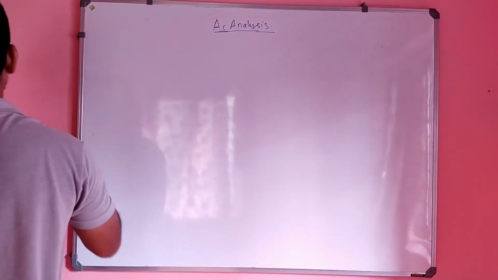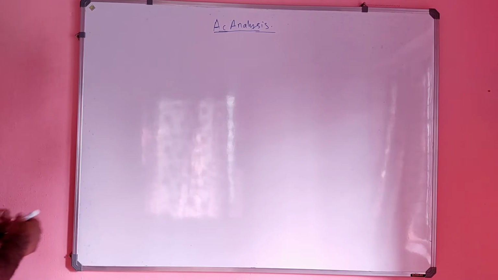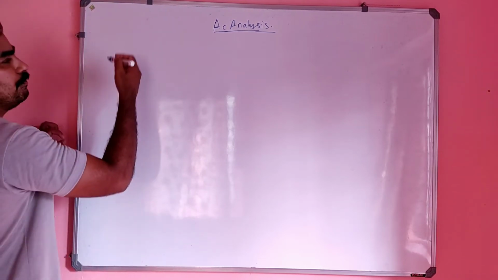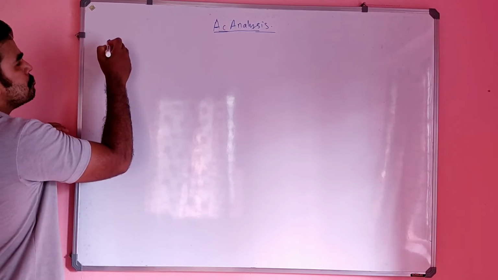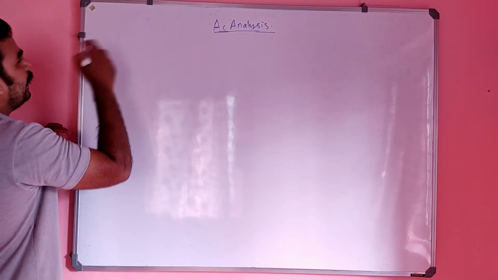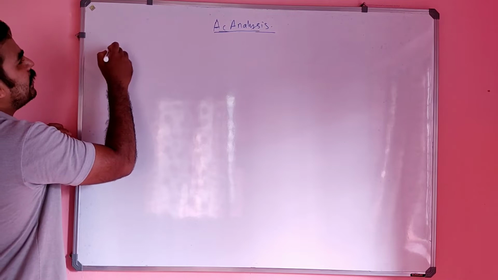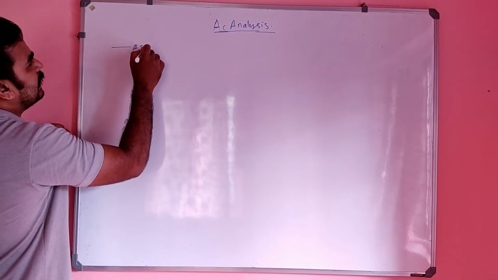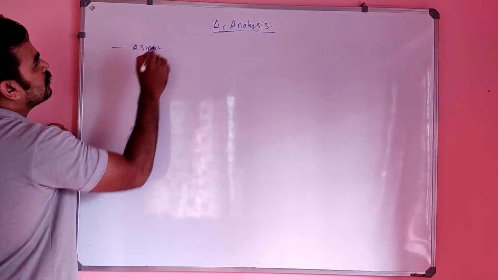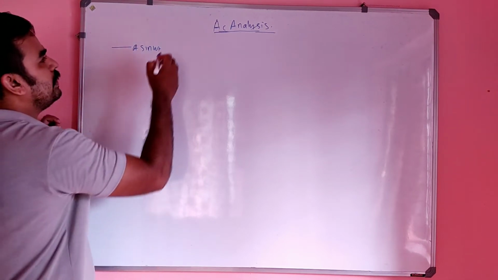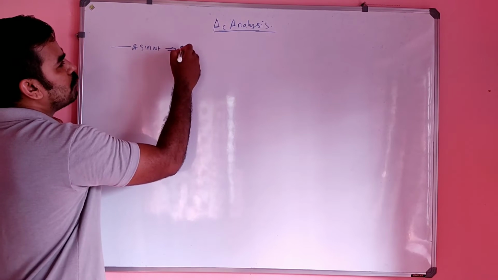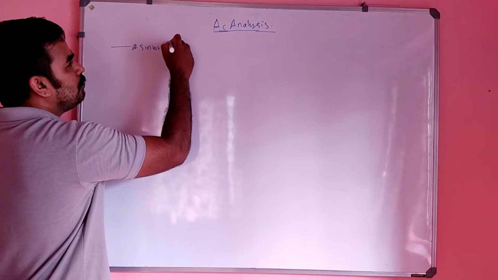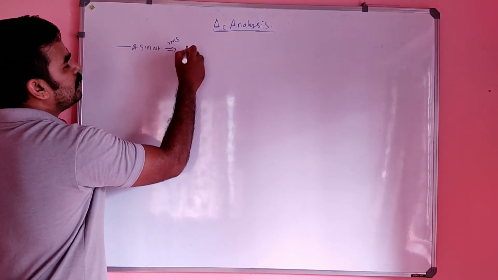So you have the RMS value of AC as Vm by root 2, right? So if you have a voltage like A sin omega t, what will be the RMS value? Its RMS value will be A by root 2, right?